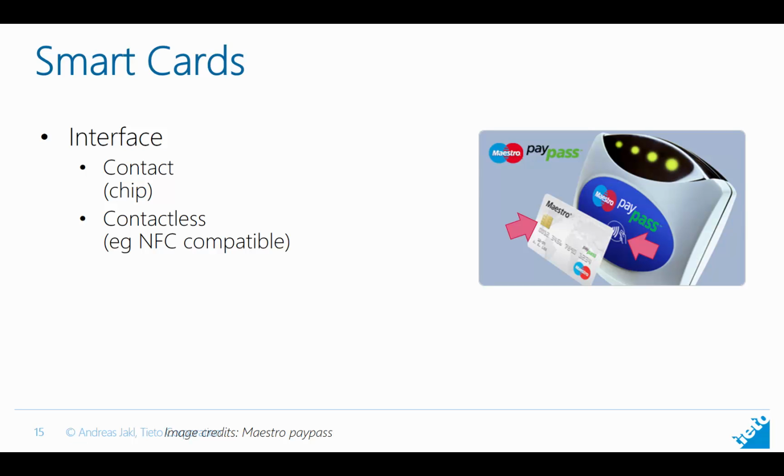The other alternative is to have a contactless interface to the smart card, which can of course then be NFC compatible. So, for example, with Maestro PayPass, you just tap the NFC card on the reader terminal, and it's pretty much the same communication as if you would put it into the reader. It's just now using the wireless NFC carrier to transmit the data.